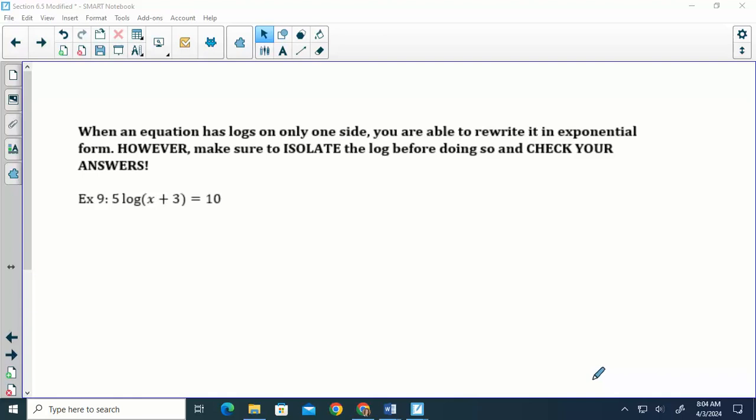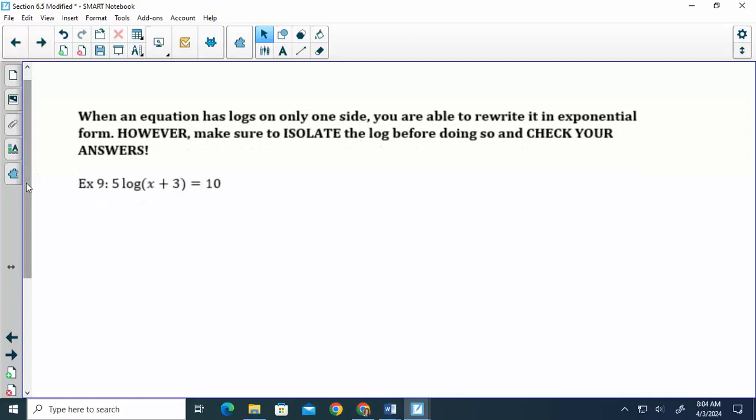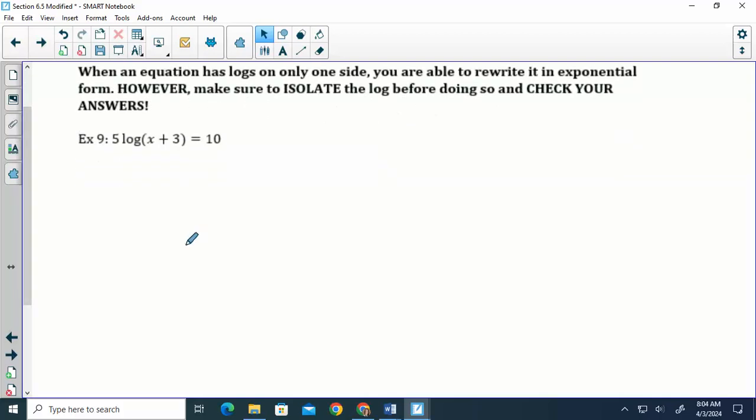We are going to look at problems that start with a log in them and talk about how we might solve it. In doing this, we need to make sure that we isolate our log first and then try to change it into exponential form. So if I'm trying to get the log by itself, that means I need to get rid of this 5. There are 2 different options for getting rid of that 5. Can you tell me one? Divide the 5 over. What's the second thing you could do with it?